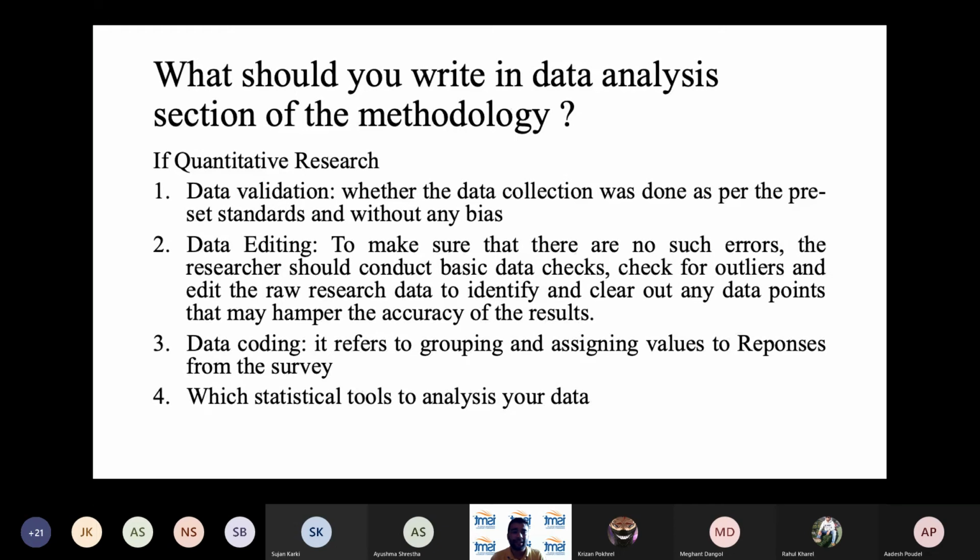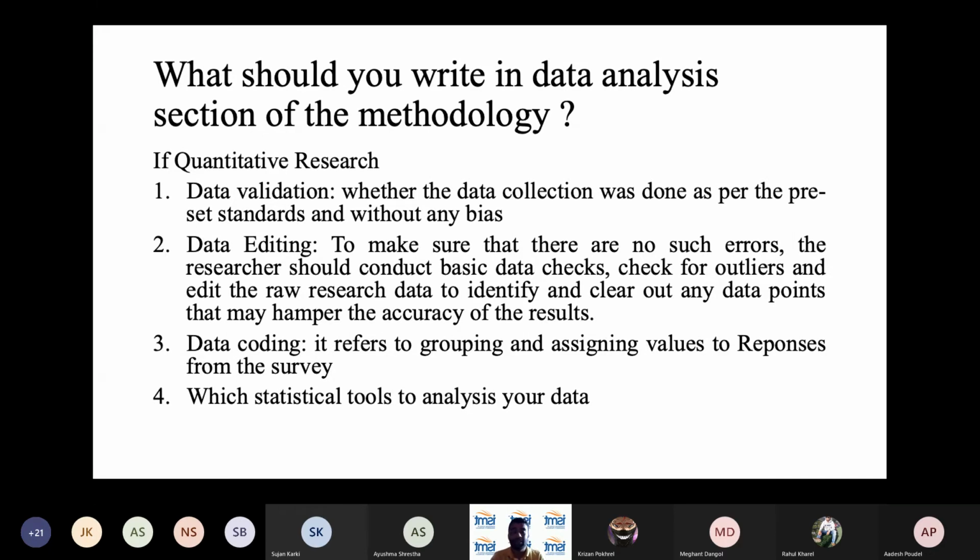What should you write in the data analysis section of methodology if you are going to do quantitative research? I have already mentioned, if you choose the positivism philosophy, mostly the research method will be the quantitative research method, because you are going to find the result in terms of numbers. So there you have to do the data validation, meaning whether the data collection was done as per the set standard and without any bias.